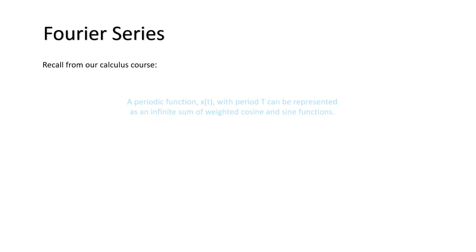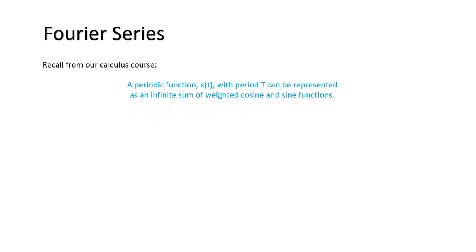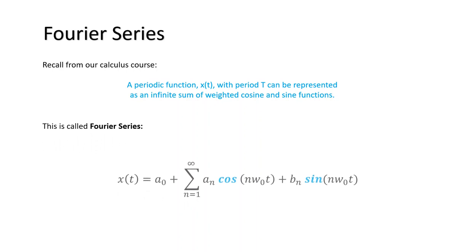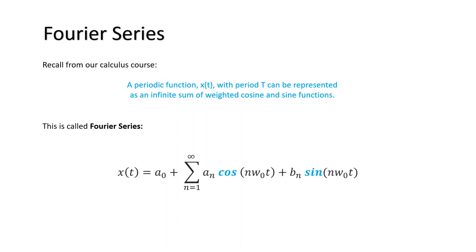Recall from our calculus course that a periodic function with period p can be represented as an infinite sum of weighted cosine and sine functions. This is called Fourier series. And this is a formula for the Fourier representation of a periodic function. By the way, do you remember what these a0, an, and bn are? If you don't, please pause the video, take a break, and think of it. A little hint, it's connected to integrals.